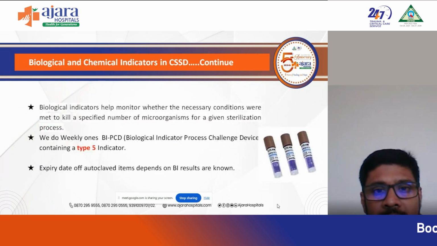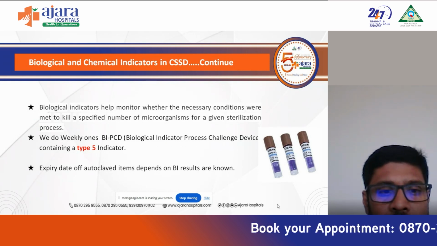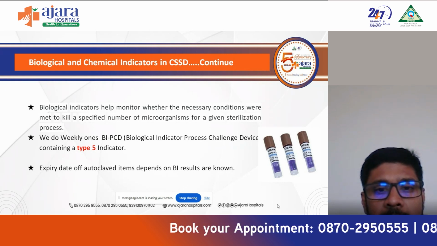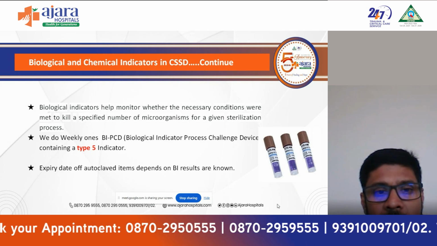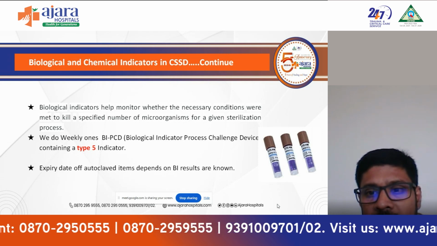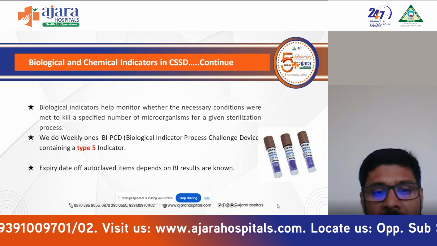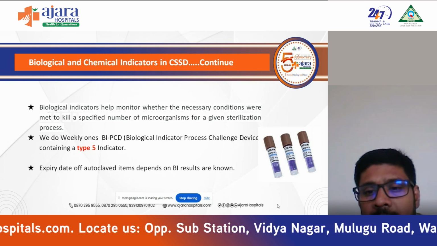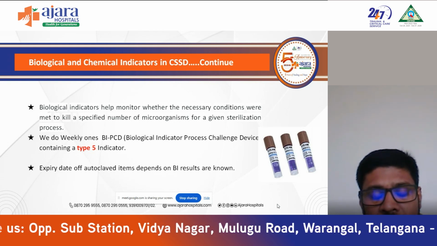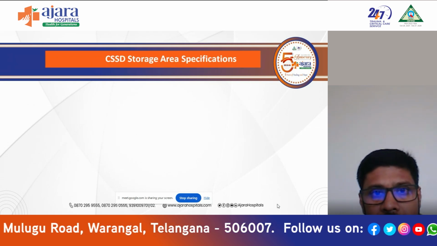Then biological indicators help to monitor whether the necessary conditions were met to kill the specified number of microorganisms for a given sterilization process. These indicators help us with the validity of sterilization. And weekly once, we need to go for the BI, PCD, biological indicator process challenge device test, that is the type 5 indicator. According to this test, we put the expiry date of the sterile item according to this indicator checking.